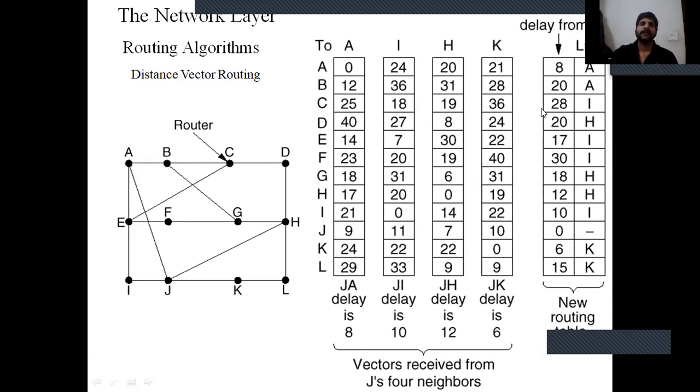Now next, destination C from J: 25 plus 8 equals 33, 18 plus 10 is 28, 19 plus 12 is 31, 36 plus 6. So the minimum value is 28, using the distance vector table of I, and the line to follow is I. In the same way we calculate the new routing table of J. This is the example of the distance vector routing algorithm.